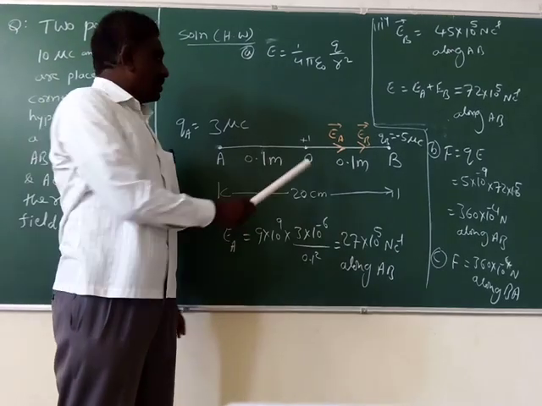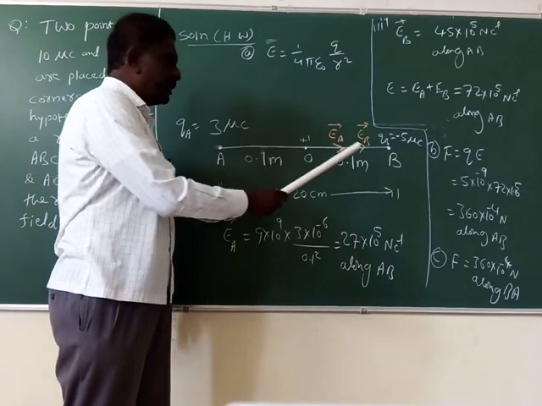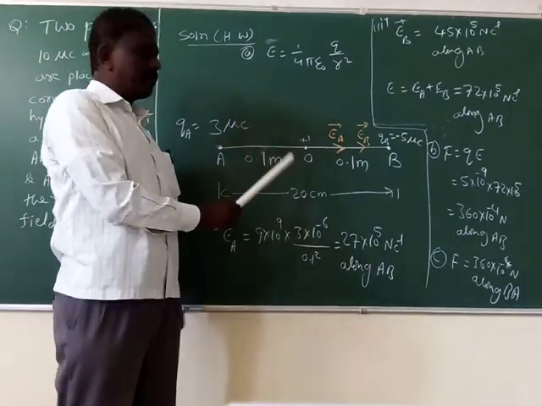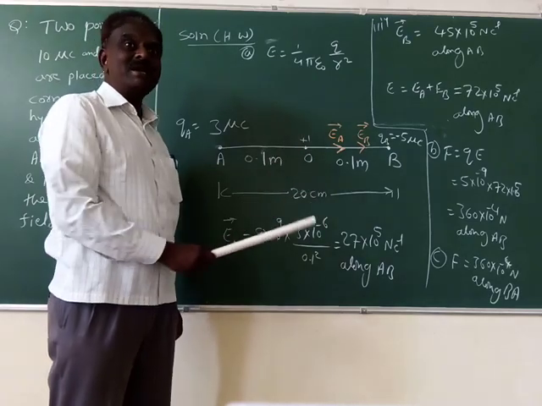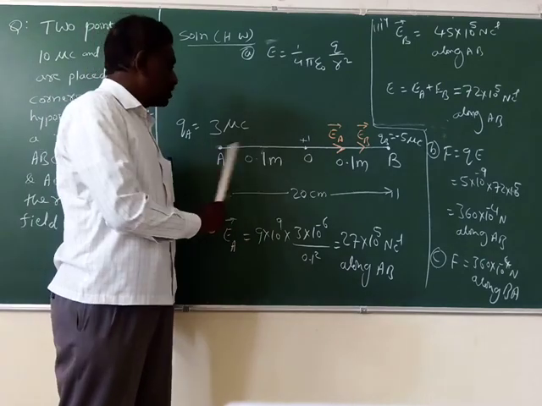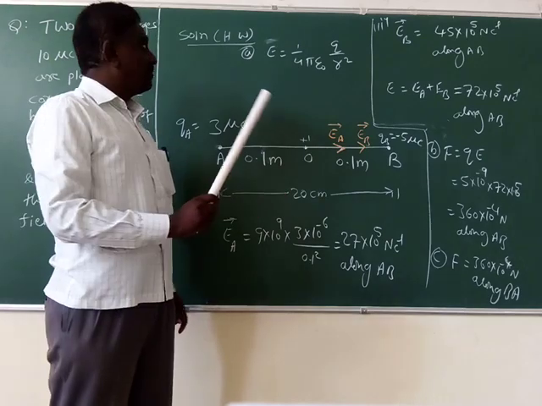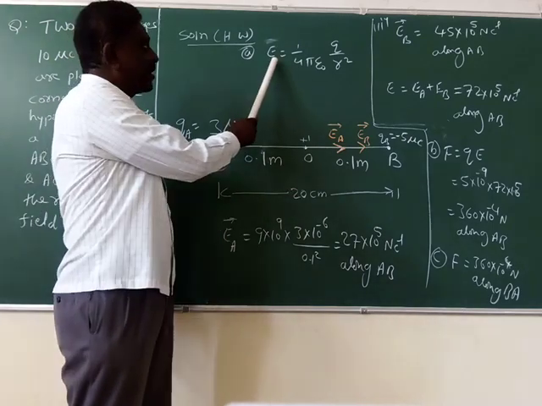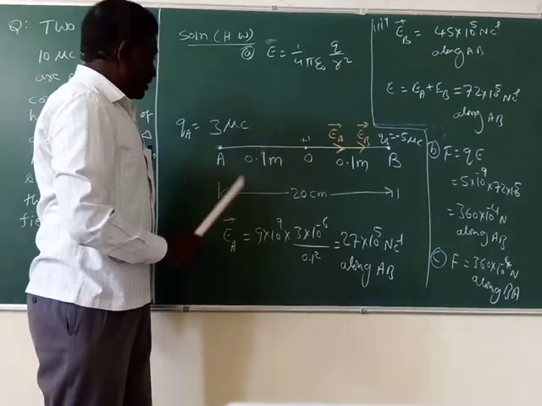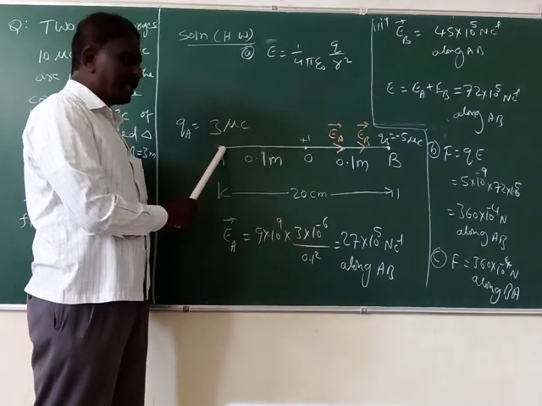O is the midpoint of line AB. The distance between A and B is 20 cm. In the first question A, you are asked to find out the resultant electric field at O due to the two charges QA and QB. For that, we have to use the formula E is equal to 1 by 4 pi epsilon into Q by R square. Electric intensity at O due to charge at A.